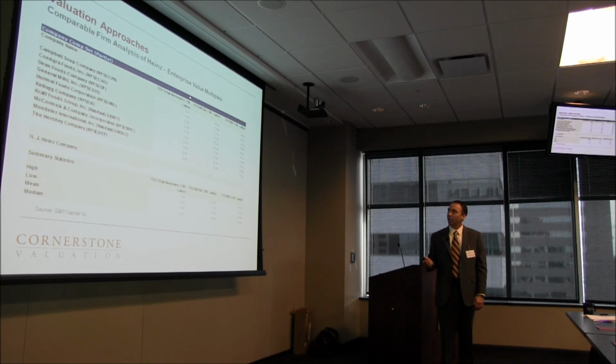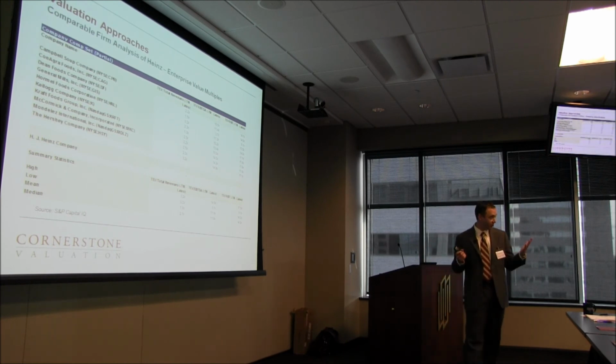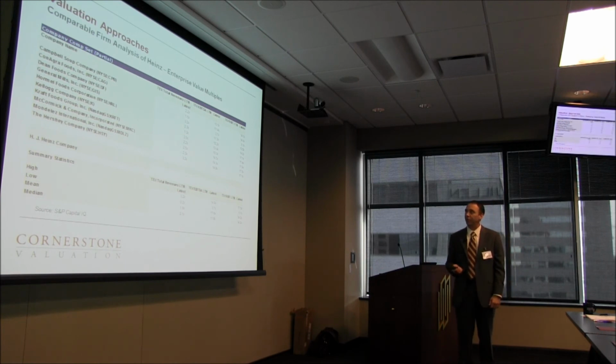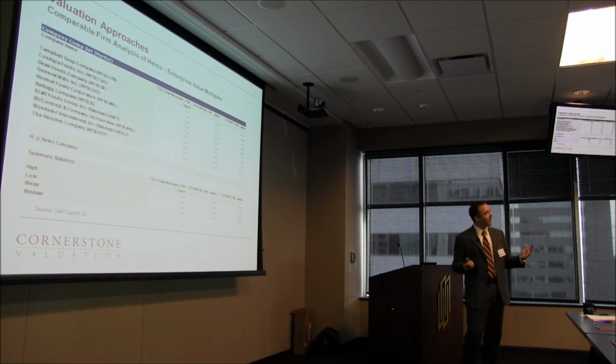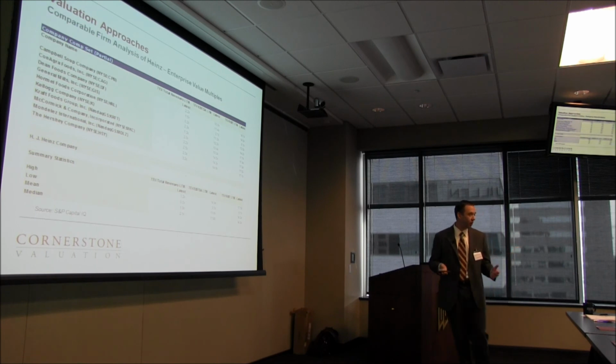And what you see are the multiples. This is the enterprise value to last 12 months revenue, last 12 months EBITDA, last 12 months EBIT. So consistency in those multiples. But what's interesting is if I just base my company on multiples, the spread of these trading multiples is pretty great. So the low value here is 0.2 times revenue, and the high value is 3.2 times revenue. It's a huge spread in implied value as a result, right?